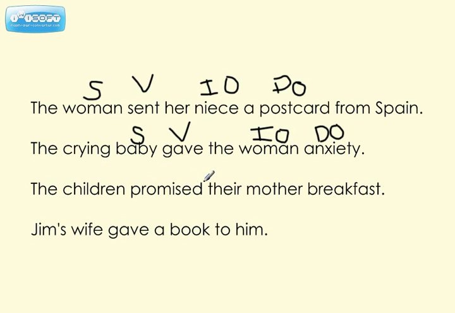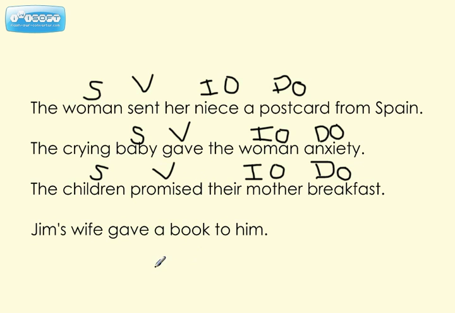Next, the children promised their mother breakfast. Verb is promised. Who promised? The children. The children promised what? What did they promise? They promised breakfast. And who did they promise breakfast to? Their mother. Their mother's going to get that breakfast. So mother receives the direct object, and mother is in between the verb and the direct object.